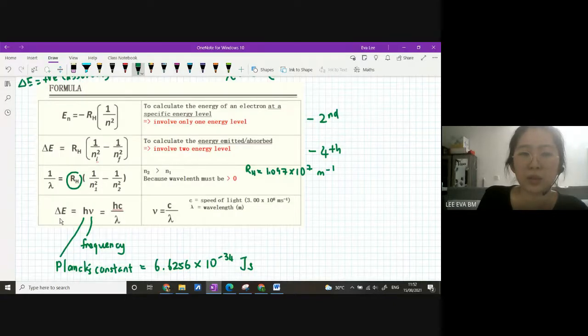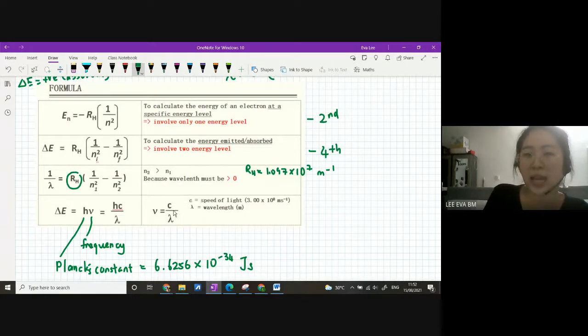Okay. So delta E equals to H nu, which is also equals to H C over lambda. So in this case, nu equals to C over lambda. Nu is frequency, C is speed of light, and then the lambda is your wavelength.